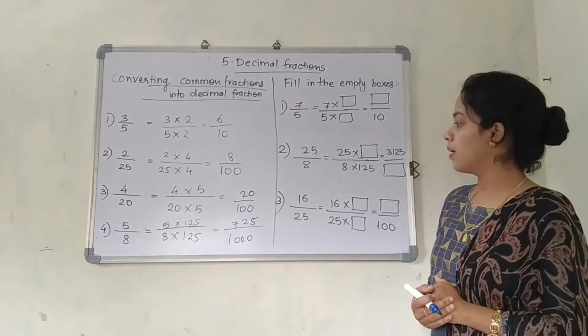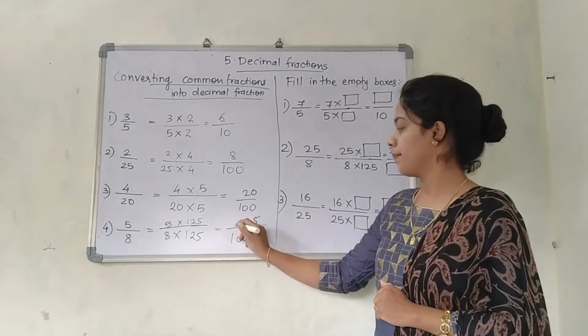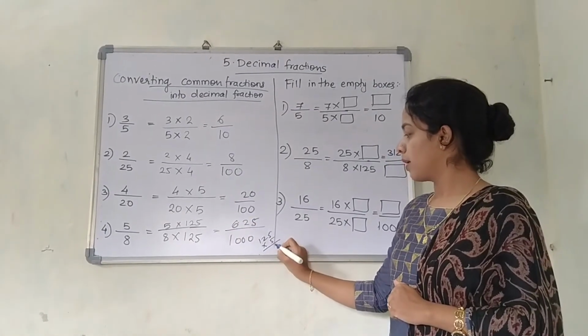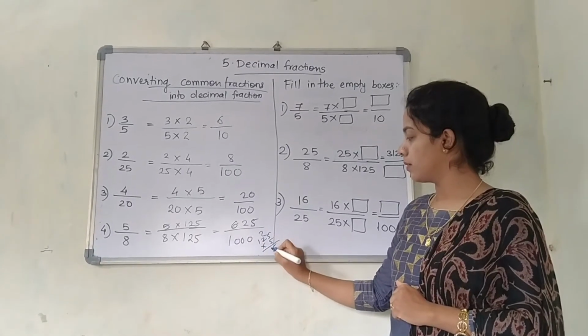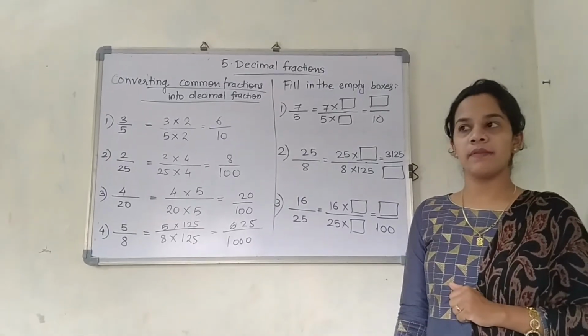Now we will just calculate. Is it 525 or 625? It is 625, sorry. You can check over here, 5 into 125 is 625. Sorry, by mistake I had written 725.